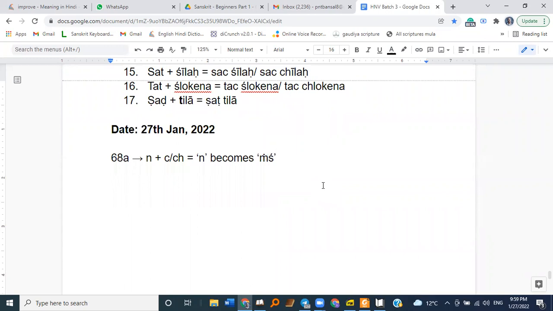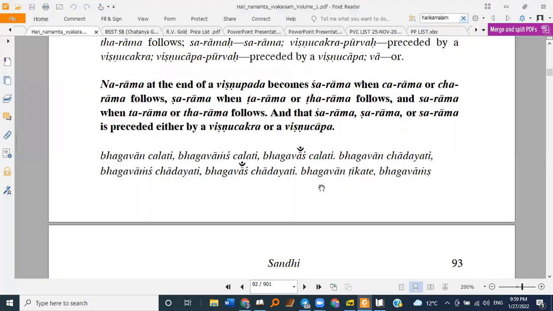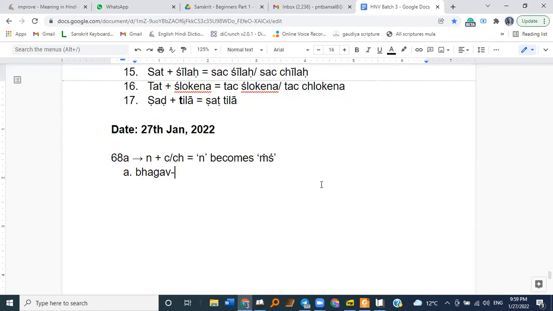So yes, for example, Bhagavan yukta Chalati. Bhagavan Chalati. So we have a word here, a Vishnu Pada. At the end of it, we have Narama, followed by Charama. So as per this rule 68, noantash chayo sharamaha, Vishnu Chakra Purva, Vishnu Chapa Purva, in such situation, the Narama is replaced by this combination.